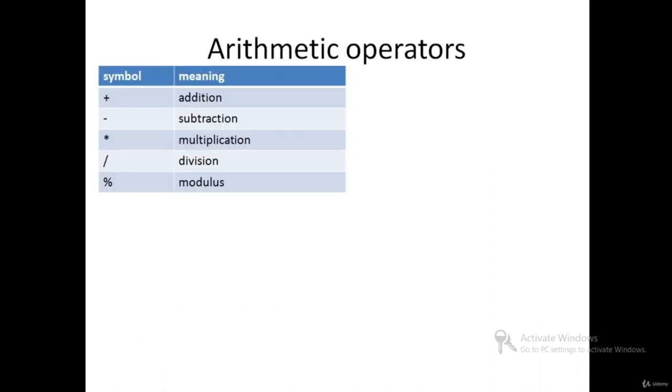Now let's learn something about arithmetic operators. Arithmetic operators are binary operators which are used to perform arithmetic operations. This symbol over here is a symbol of addition. This is a symbol of subtraction. This is a symbol of multiplication, then division, and when you want to find the remainder of a number, this percentage sign here is called modulus, which is used to find the remainder of a number.